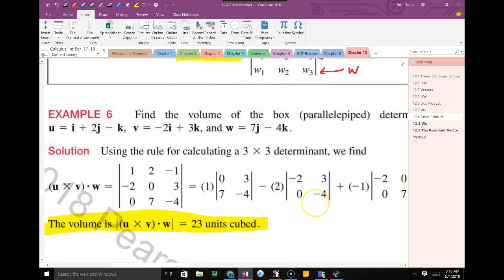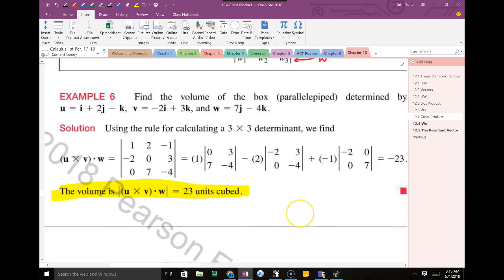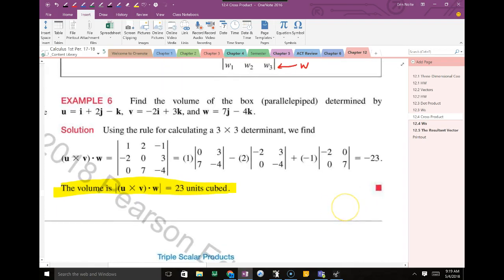Can I just show you this example? Okay, so here is the example. Let me explain it. I'm going to bring this up so I can record my ideas. So they give us this vector. Vector U is 1, 2, negative 1.